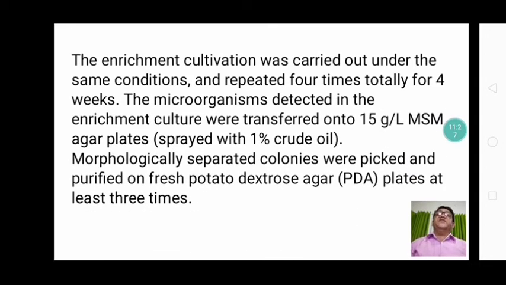The enrichment cultivation was carried out under the same conditions and repeated 4 times, totally for 4 weeks. The microorganisms detected in the enrichment culture were transferred onto 15 gram per liter MSM agar plates sprayed with 1% crude oil. Morphologically separated colonies were picked and purified on fresh potato dextrose agar, or PDA, plates at least 3 times.